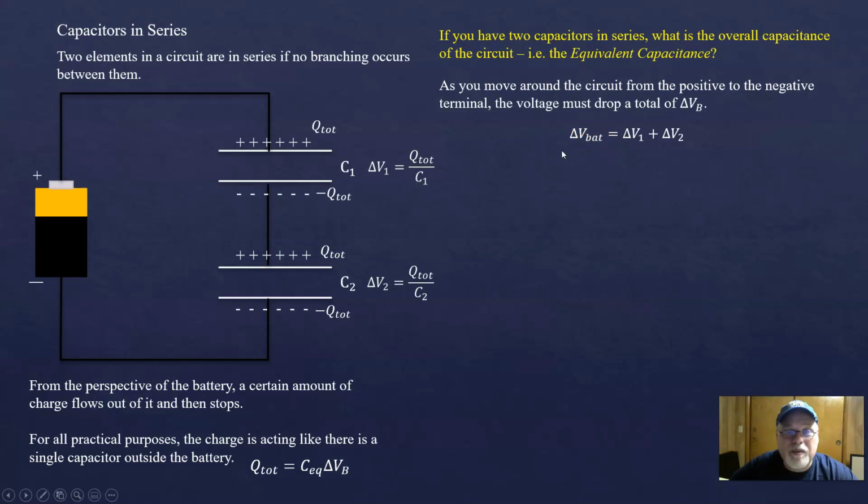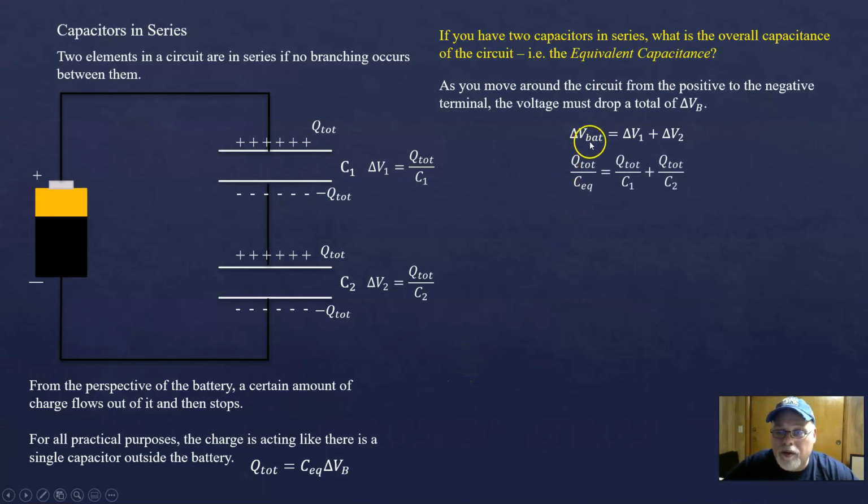Well, here's where we're going to be able to get back to capacitance now. Because delta V of the battery, if we go down here to the equation, isn't that just going to be the total charge divided by the equivalent capacitance, the combined effect of these two capacitors? Yeah. And delta V1, we've got an expression for that. And delta V2, we've got an expression for that. And so if I put those in, then I get this.